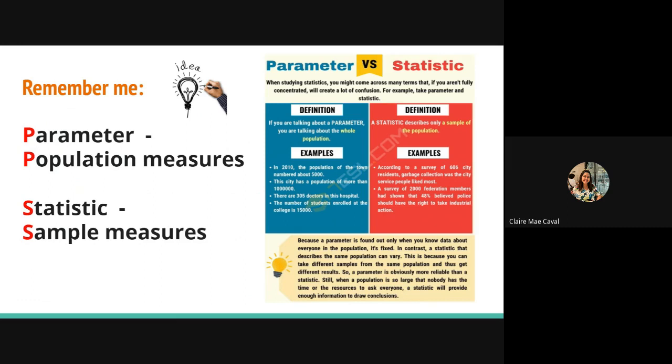Still, when a population is so large that nobody has the time or resources to ask everyone, a statistic will provide enough information already to draw conclusions or educated guesses about the whole population measures. Okay? So, still, the statistic is more preferable. This is why most researchers choose statistic over parameter.